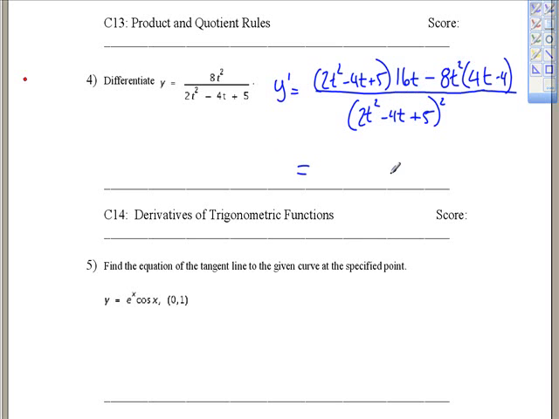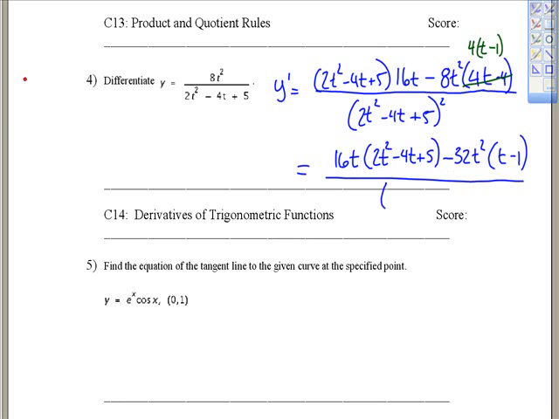Let's see. I can take a 4 out of this. Let's just go ahead and do that rewrite right here. I can take a 4 out of this and write it as 4 times the quantity t minus 1. I can combine that 4 with the 8 if I chose to. Let's see, we have 16t times 2t squared minus 4t plus 5, minus, here I have 32t squared times t minus 1, all over this 2t squared minus 4t plus 5, quantity squared.